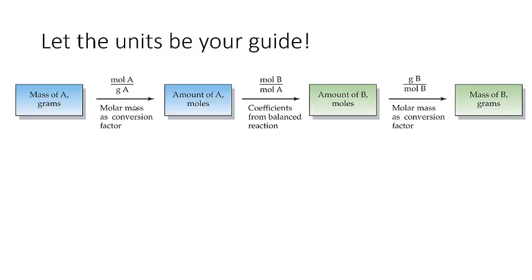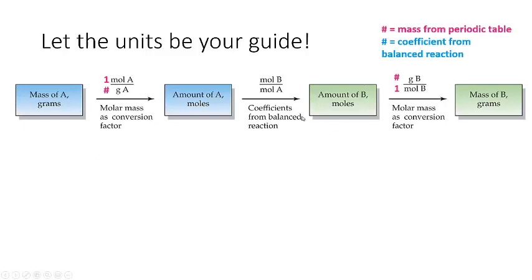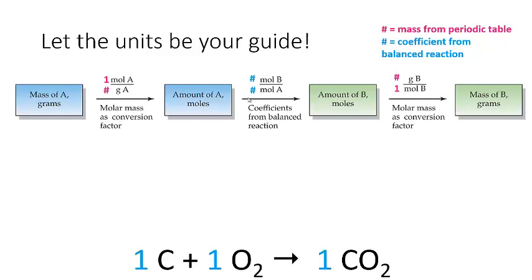So when we do this, notice we've got two types of conversion factors here. We have our molar mass conversion factors, where it's always 1 mole per the number of grams from the periodic table, or the number of grams over 1 mole. Or you've got the coefficients from your balanced chemical equation, that second type of conversion factor I mentioned. And in this case, this blue number is always a coefficient from the balanced chemical equation. So let's see how this looks.